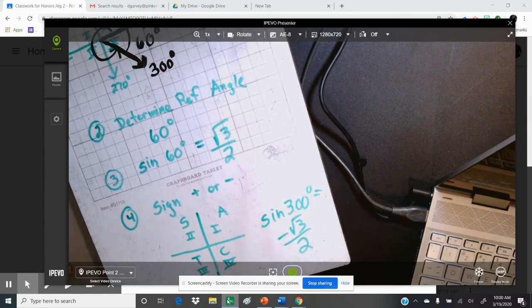Now you're going to follow these same steps whether you're doing it in degrees or radians, but it's a little bit different to draw it out. So in the next video, I'll show you how to draw it out when you're in radians.